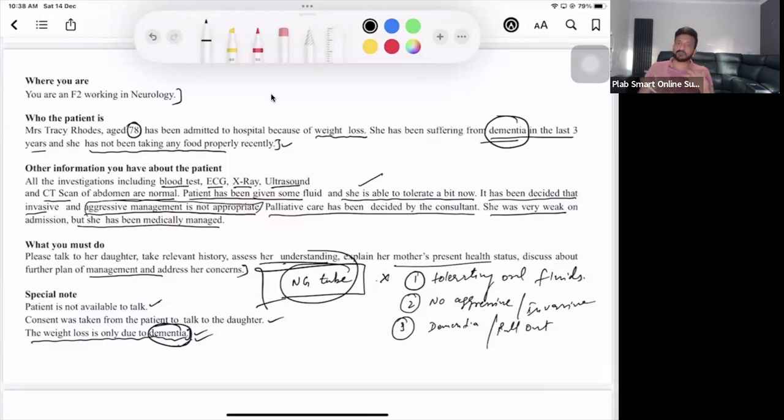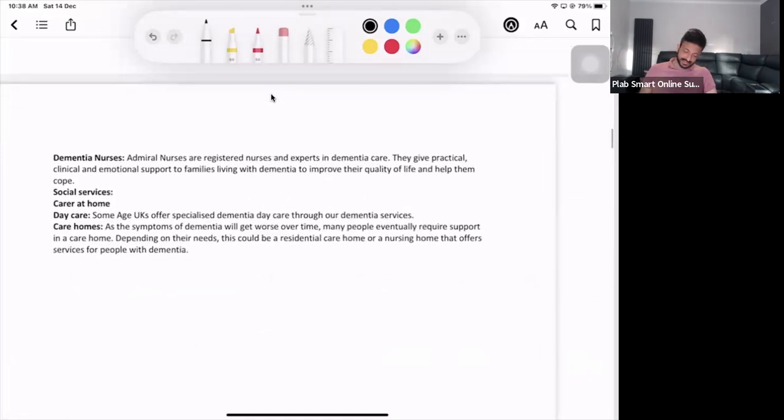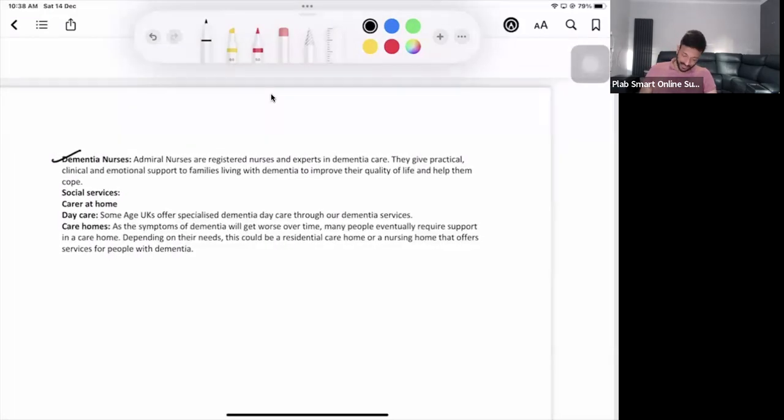If she needs our support, we can provide her the support as well, right? So, in terms of dementia, we have got certain services. I'll tell you: the dementia nurses, also known as Admiral nurses. So, you can give three options to these kinds of patients. So, we can have carer at home. So what is this carer at home?